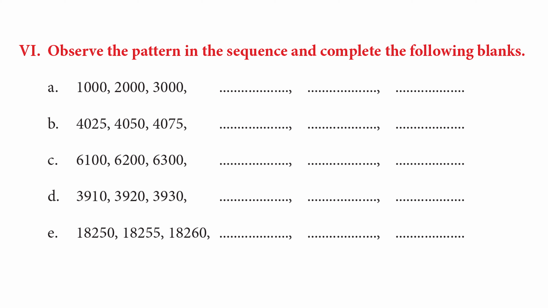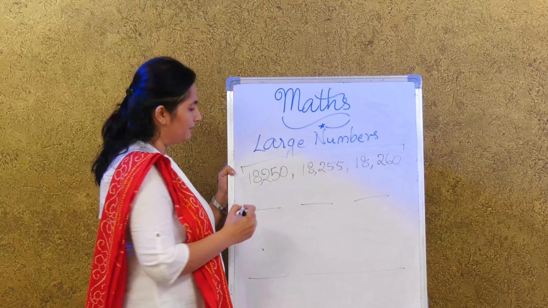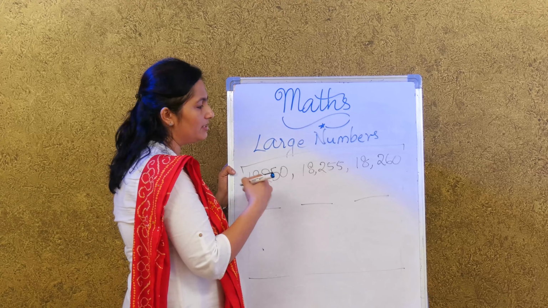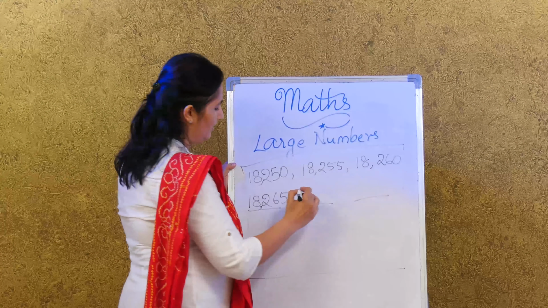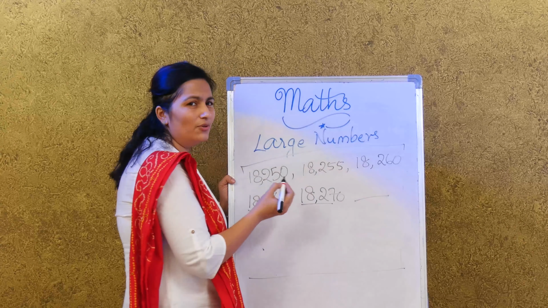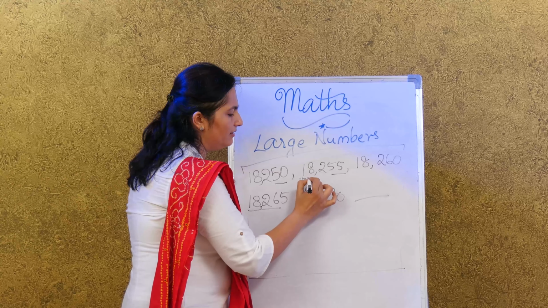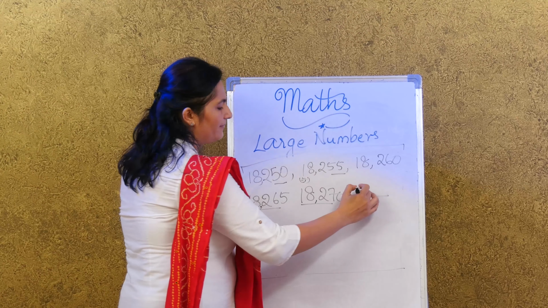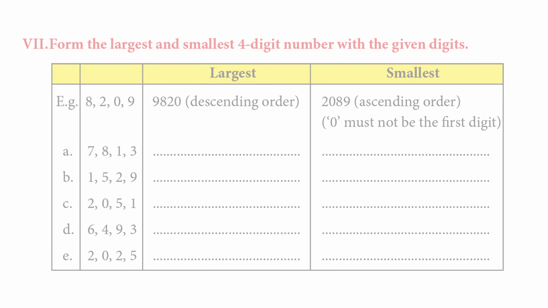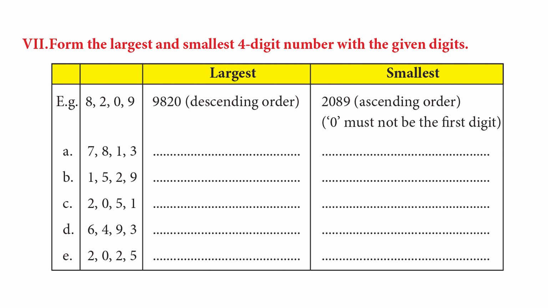Let's take an example of a 5 digit number, that is 18250, then 18260. Now you are asked to find the three succeeding numbers in the sequence. So, 18,265, always remember this comma, okay, because it is a 5 digit number. Then the next one is 18,270. Did you notice it is all 5s? After 260, it is 265, 270 and 275. So, you can complete the rest and also look at the next exercise.